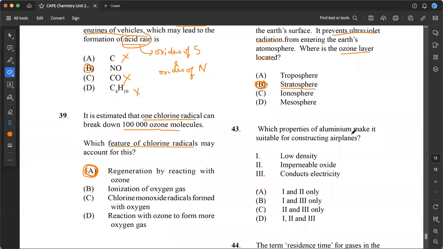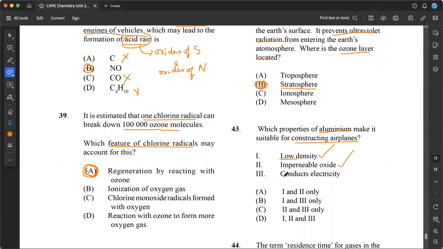Moving on to 43 now. 43 says, which property of aluminum makes it suitable for constructing airplanes? Well, it's low density, it's light, that's good, right? We don't want the planes to be too heavy. So the fact that aluminum is low density, we can use it. There's an impermeable oxide layer over the aluminum, which makes it able to withstand all kinds of chemicals, whatever is going on up there in the air. So this is good for us.